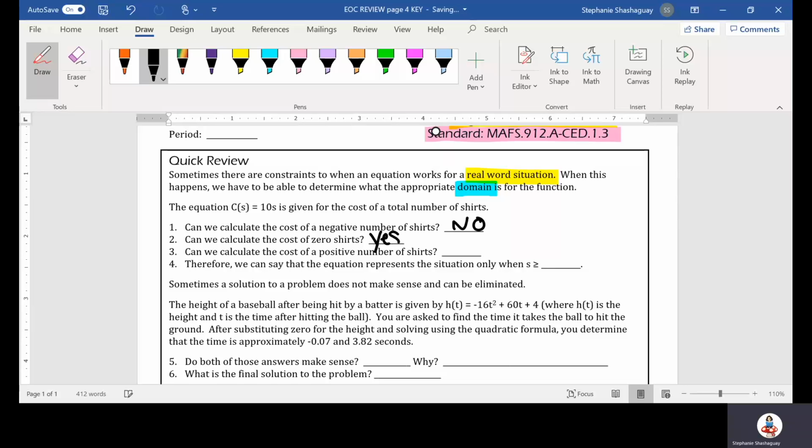Yes, absolutely. If I buy 0 shirts, it's going to cost me $0. Can we calculate the cost of a positive number of shirts? Of course, yes. Therefore, we can say that the equation represents this situation only when S, which would be our domain here, is greater than or equal to 0.